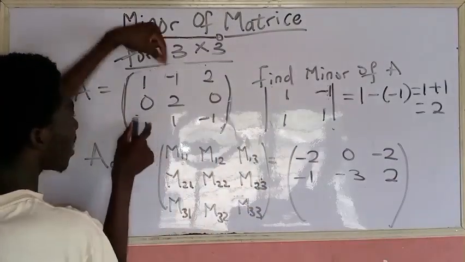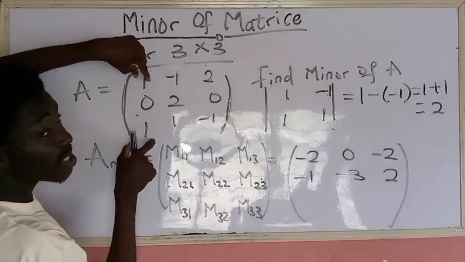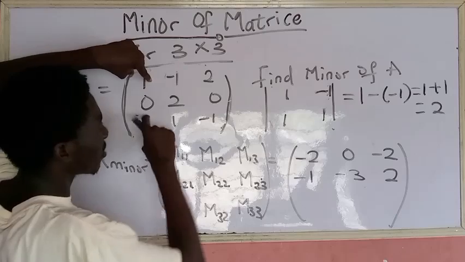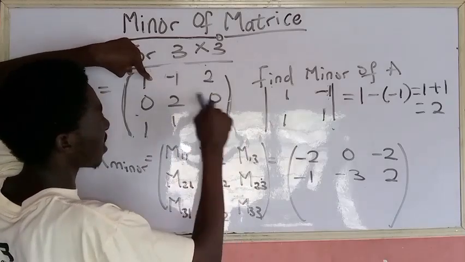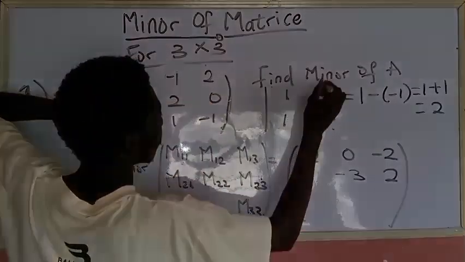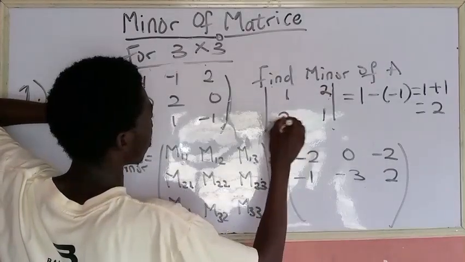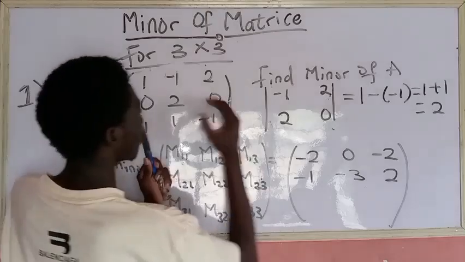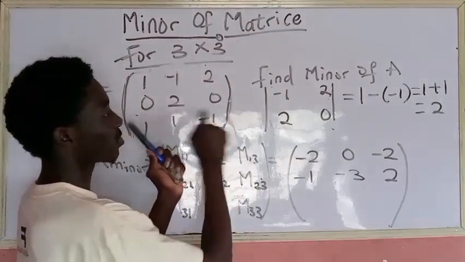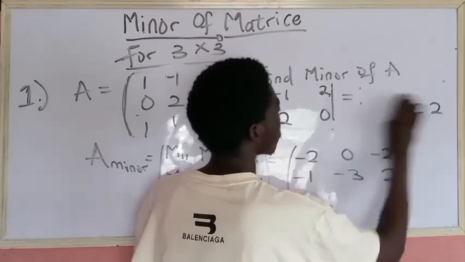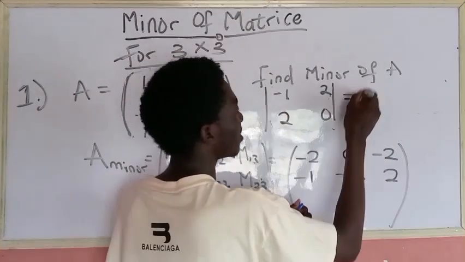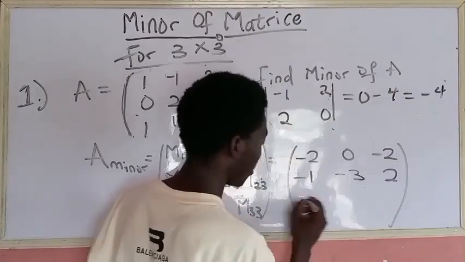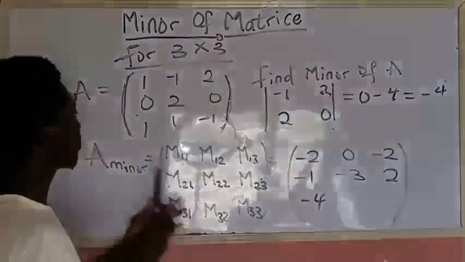Next one, for this element, it occupies this column and this row. So I'm left with this. Cover this place, cover this place. You have a 2 here, a 2 here, and a 0 here. I have a minus 1. I'm left with minus 1, 2, 2, and 0. This gives me a 0. So minus 1 times 2 times... minus 4. Minus 4 here. Next one.